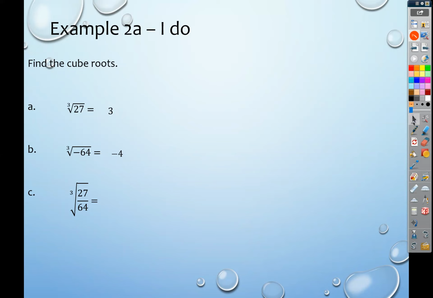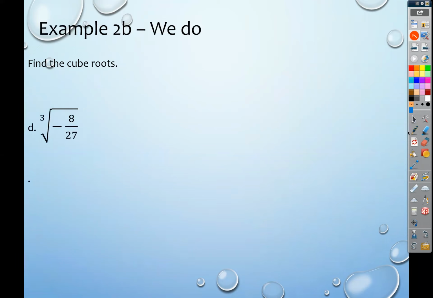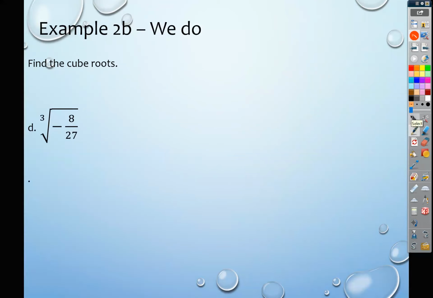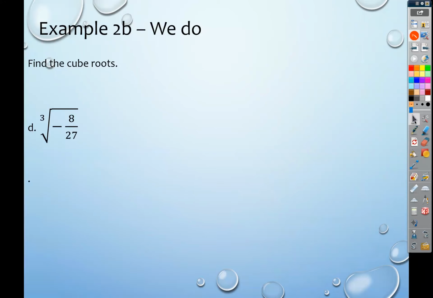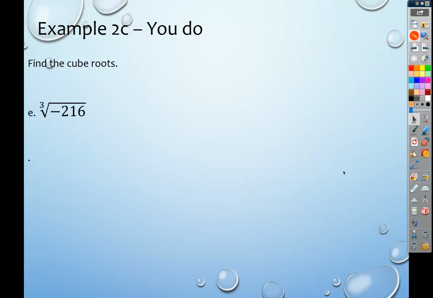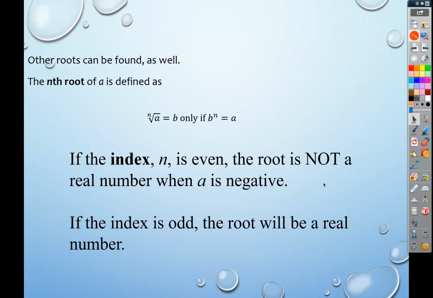Now what times itself 3 times gives you 27? We said already 3, and then what times itself 3 times gives you 64? 4, so it would be 3 over 4. All right, so this one, what multiplied by itself 3 times gives you negative 8? Negative 2, and then 27 is 3, so negative 2 over 3 would be that answer. So you try this one. What times itself 3 times gives you negative 216? You should have gotten negative 6.